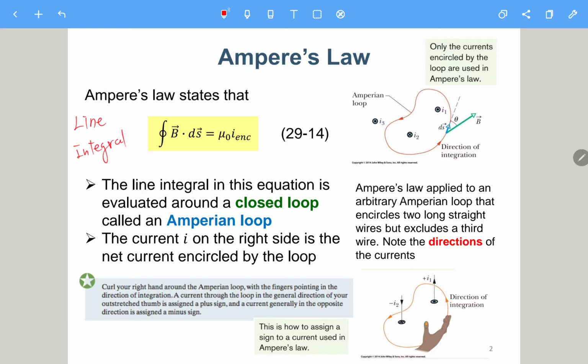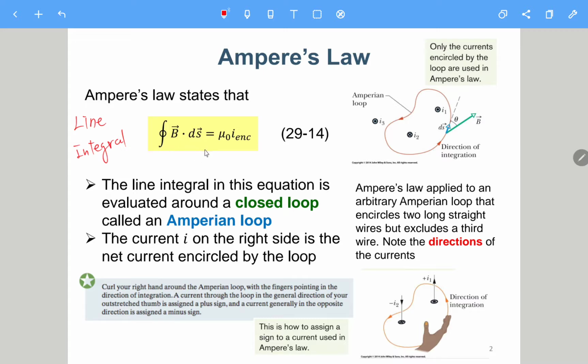Line integral. On the right side, we can see mu0 and I enclosed. Maybe you should compare with Faraday's law in the next chapter. Here we have a line integral on the left side, and this is a constant. We use this similar to how we use the Gauss law, but here it is a line integral.